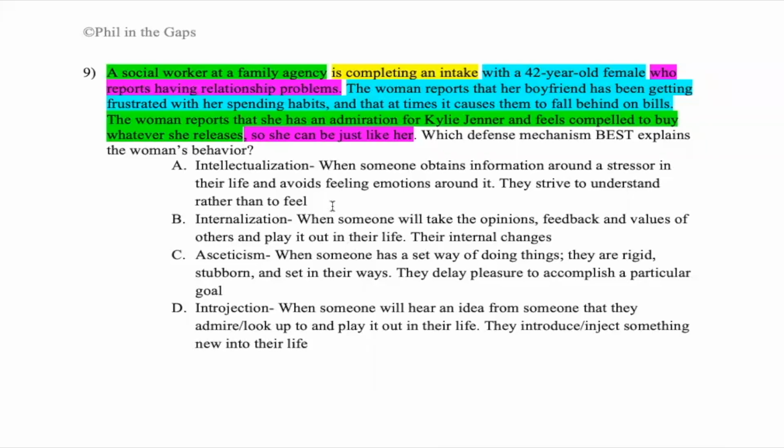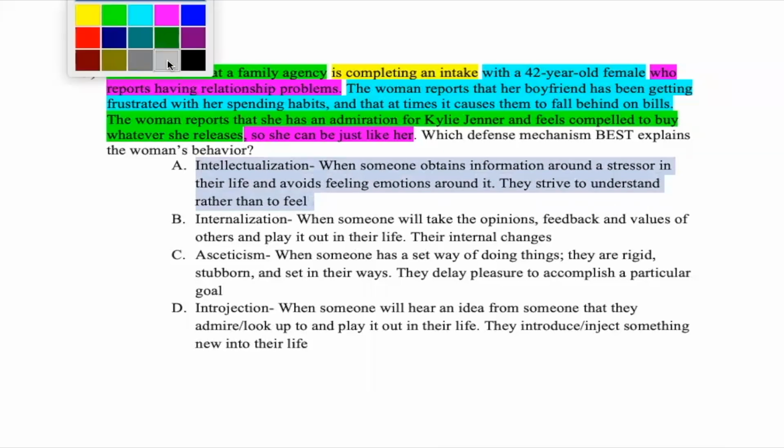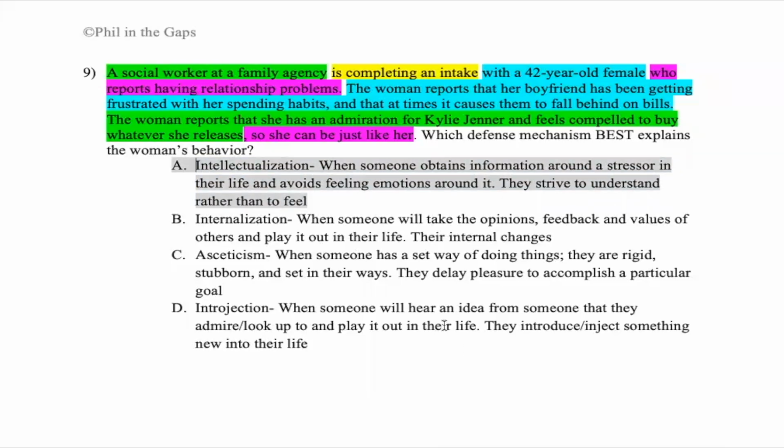So right off the bat, we're going to rule out A. Why? Because nowhere does it state that she's obtaining any information related to anything in any way, shape, or form. Now, if it stated that she was trying to obtain information related to her spending habits and why she wanted to be just like Kylie Jenner and not acknowledging what her boyfriend has stated, then we would have intellectualization.